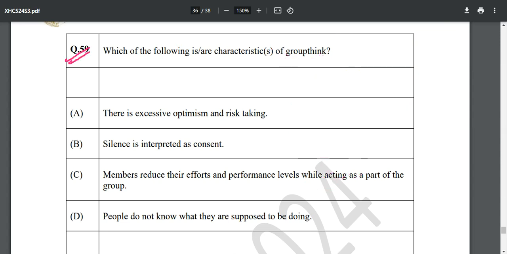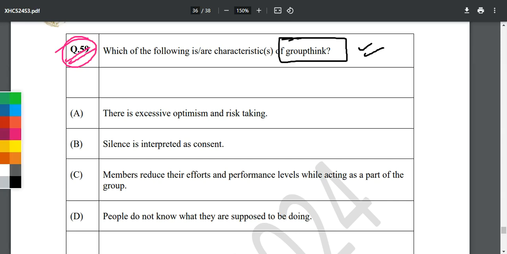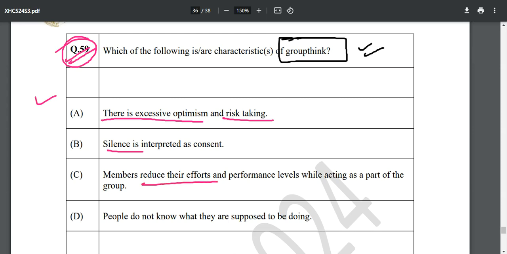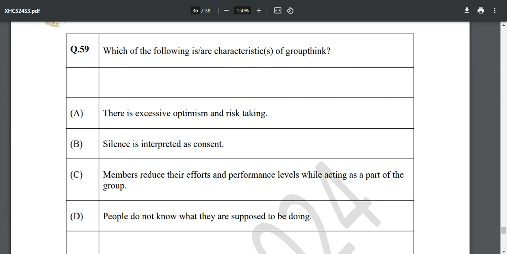So if you have missed this question, then you made a big mistake by not listening and not studying properly. All right, so what are the characteristics of groupthink and where can you find this? You can find this in Sandra K. Cesarelli. Right, so option A is given as excessive optimism and risk taking. Silence is interpreted as consent. Members reduce their efforts and performance levels while acting as part of the group. People do not know what they are supposed to be doing.